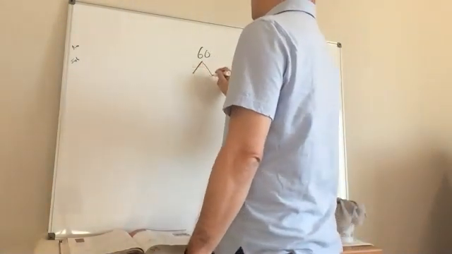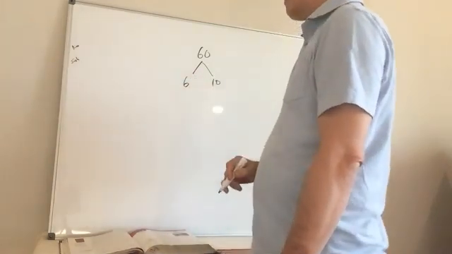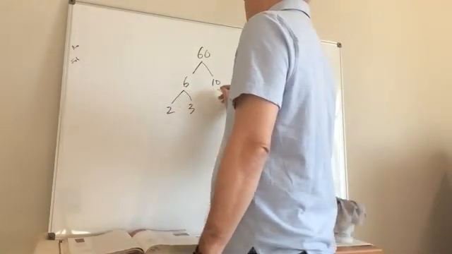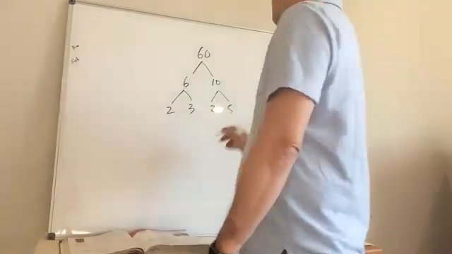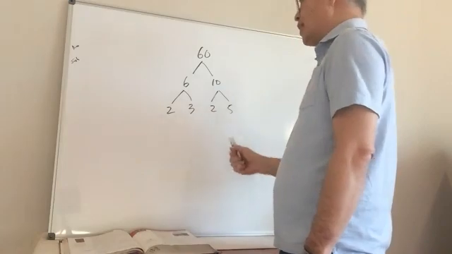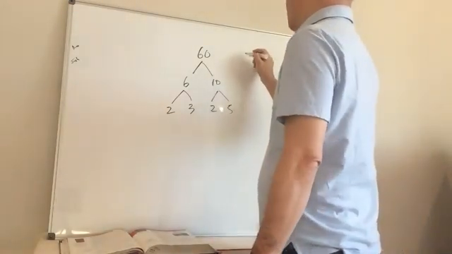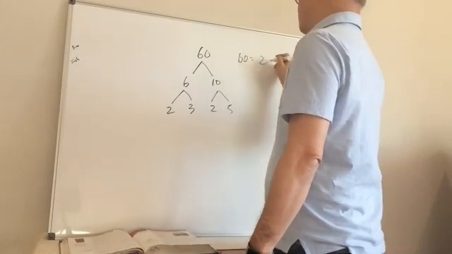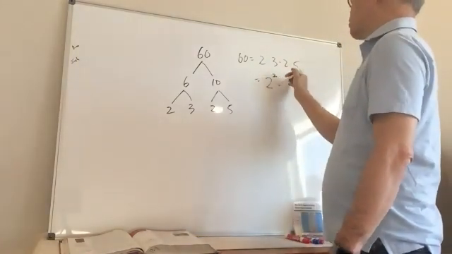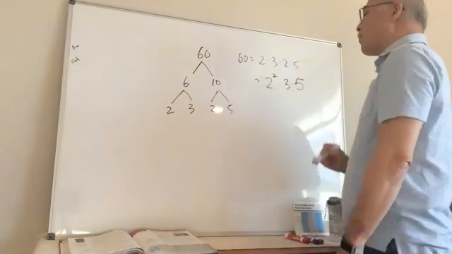If you do the prime factorization, you're going to get 6 and 10. You can do this however you want. Then 6 is 2 and 3, and 10 is 2 and 5. So in the end, you're going to get 2, 3, 2, and 5. What you need to say is 60 is equal to 2 times 3 times 2 times 5. In other words, 2 squared, because I have two 2's, times 3 times 5.